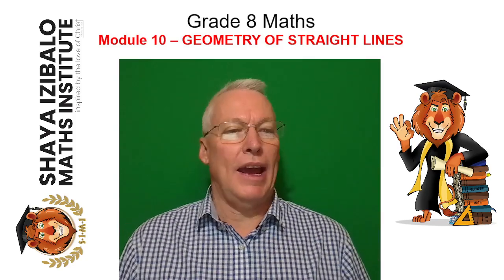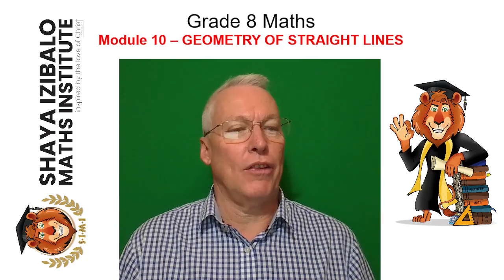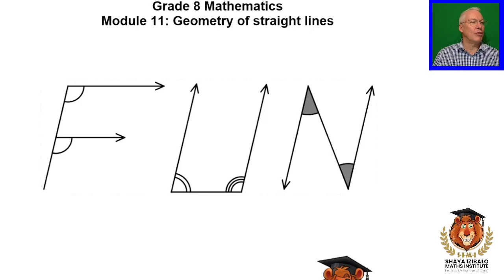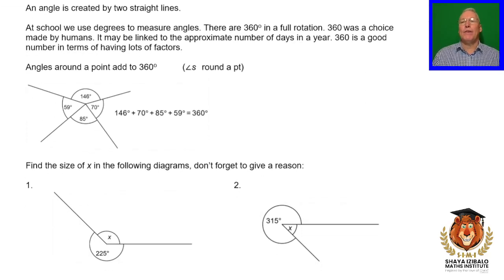So welcome back, and we are tackling some geometry. We're going to start off just with what is called the geometry of straight lines. So we're going to dive straight in. We're on page 38. So the first big idea is that angles around a point, all the angles around a point add up to 360 degrees.